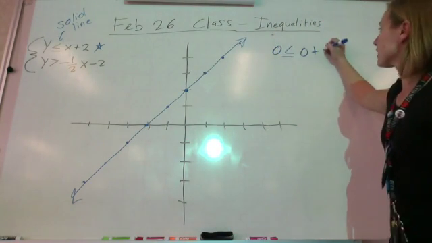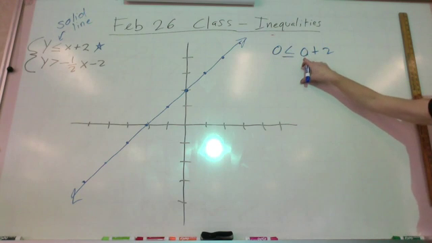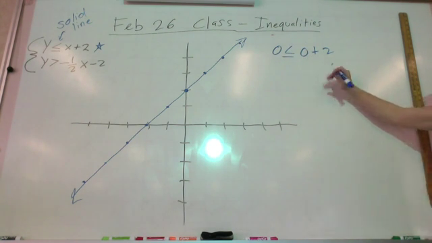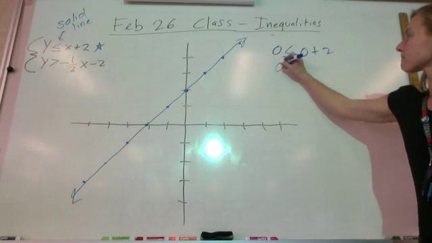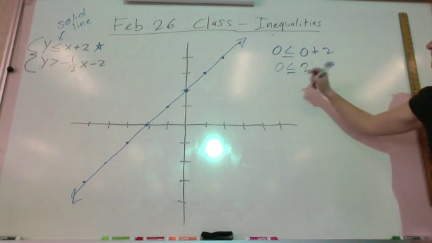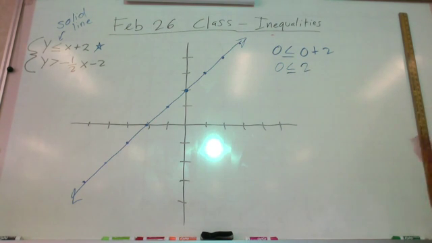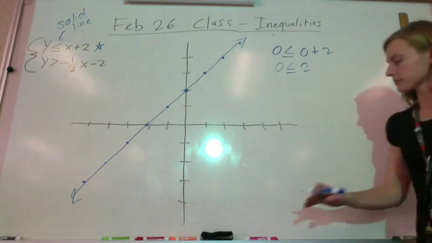So I'm going to take 0, 0, put it in for y, put it in for x, and see if it works. Is 0 less than or equal to 2? Yes. It's less than. We'll count it.